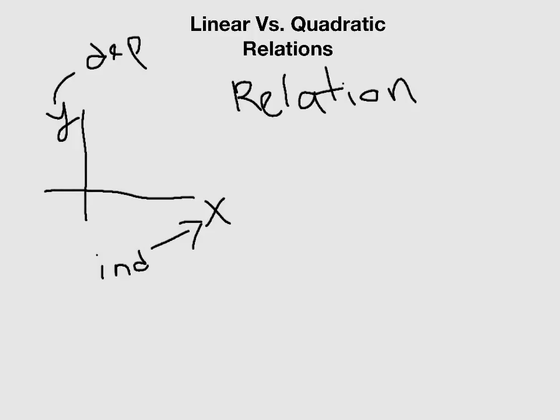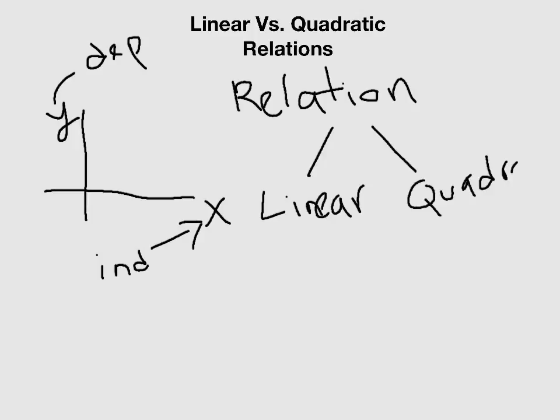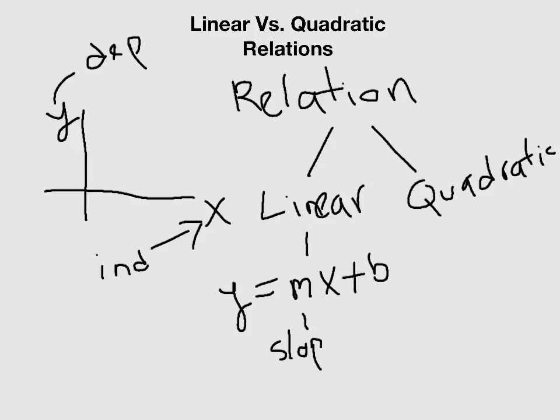Now, within the relationship category, we have two subcategories, known as linear and quadratic. With linear, we need to know that linear is basically a straight line. So we're looking at the equation y is equal to mx plus b, where the m is your slope and the b is your y-intercept.